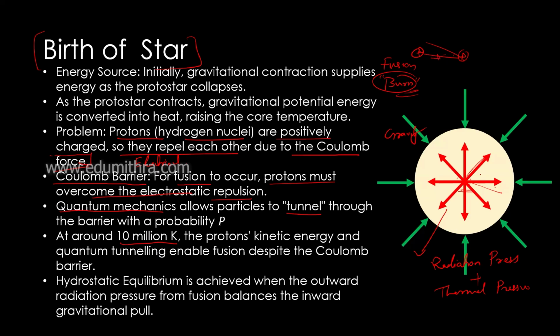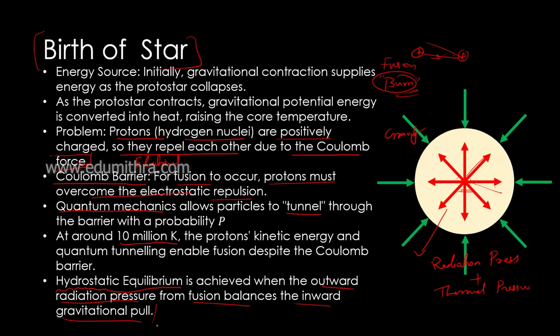Otherwise, imagine that if the inside pressure is more, the star will disperse or expand. And imagine that if there is no outward energy, then gravity will win and it will collapse. So it should be in balance, and that particular balance or equilibrium is called hydrostatic equilibrium. When it is achieved, the outward radiation pressure from the fusion balances the inward gravitational pull.